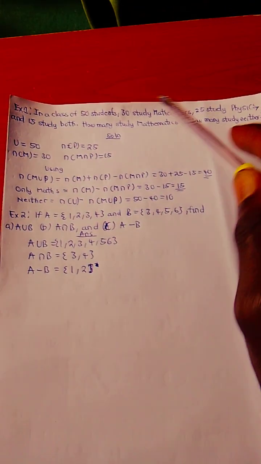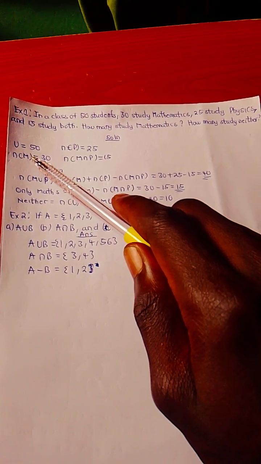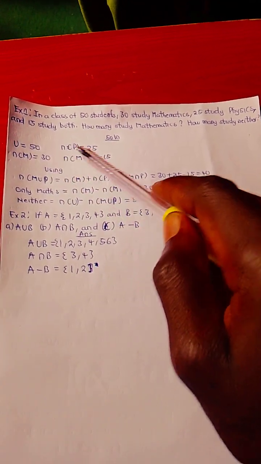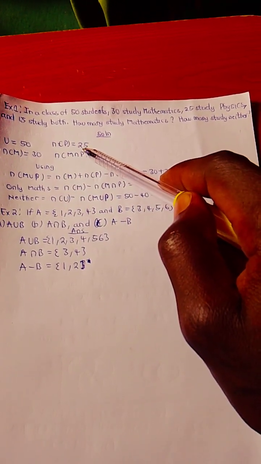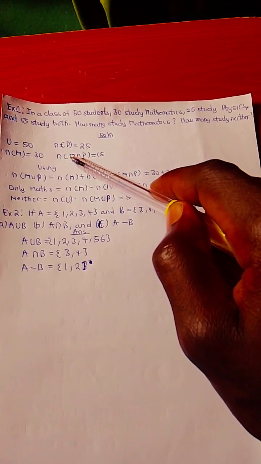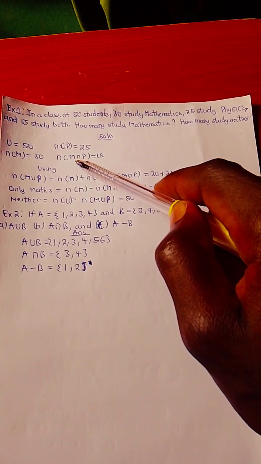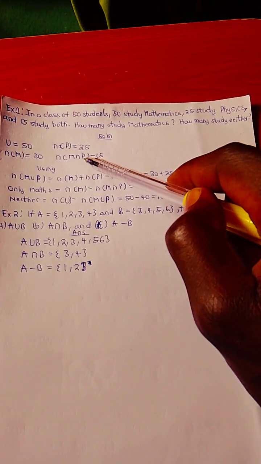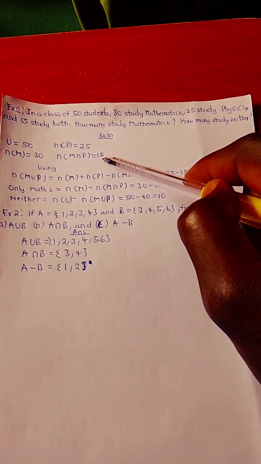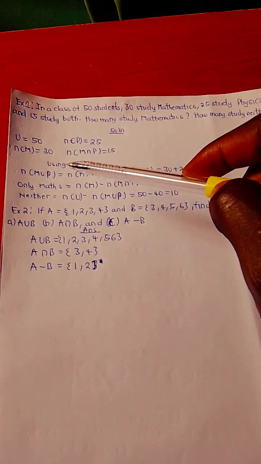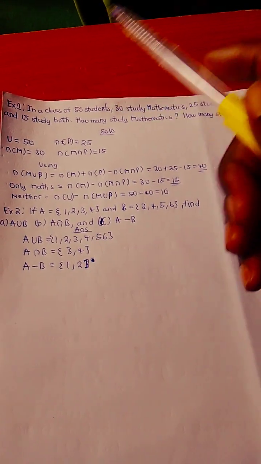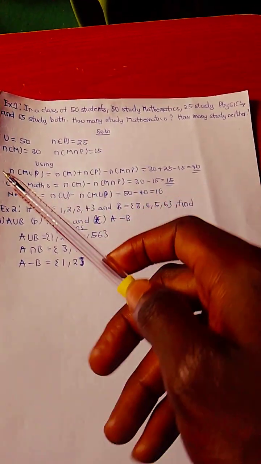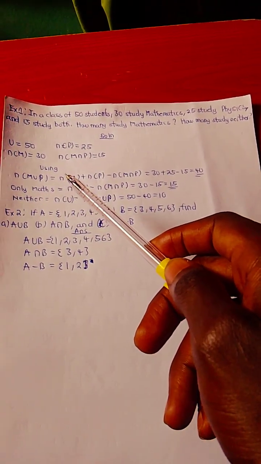Then they now say 30 study mathematics. I denoted mathematics as M, which is 30. The number of physics is 25. And the number of people studying both, M intersection P, is 15. So using this particular formula, which I have already discussed before, we use this formula here to get the answer.